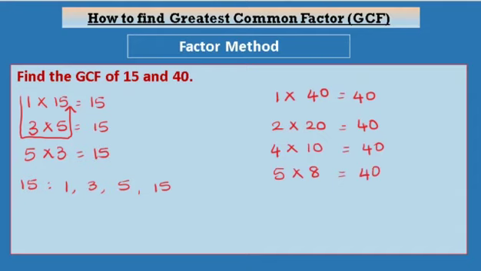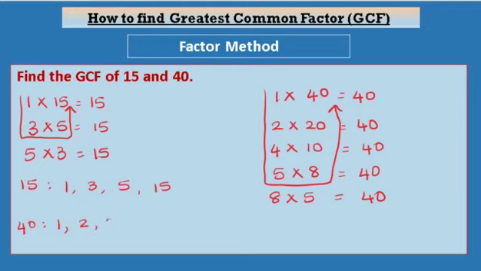We don't have 40 as a product in the times table of 6 and 7. Yes, we do have it in the times table of 8. 8 times 5 equals 40. But we get repeated factors here: 5 times 8 and 8 times 5, so we don't consider the other one. So what are the factors of 40? 1, 2, 4, 5, 8, 10, 20, and 40.